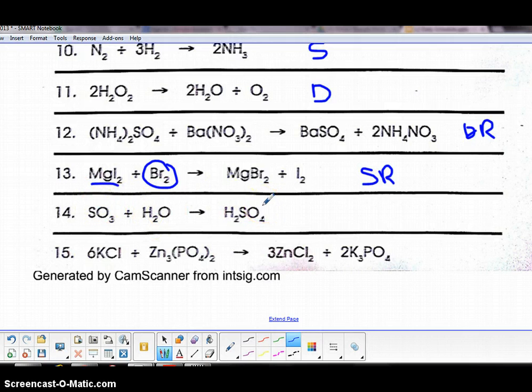Number 14, I have 1, 2, 3 species. So it's either a synthesis or a decomposition. So if 2 becomes 1, it is definitely a synthesis. And finally, number 15, I'm looking at ionic, ionic, ionic, ionic. 4 ionic things is a double replacement. So can you now turn your paper over and let's do the back.